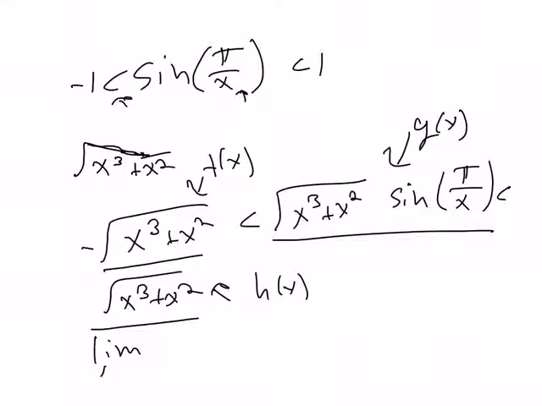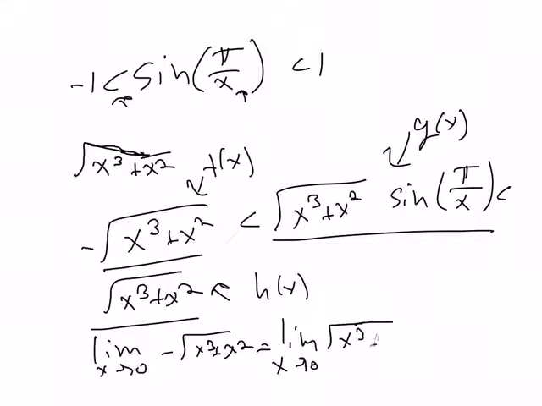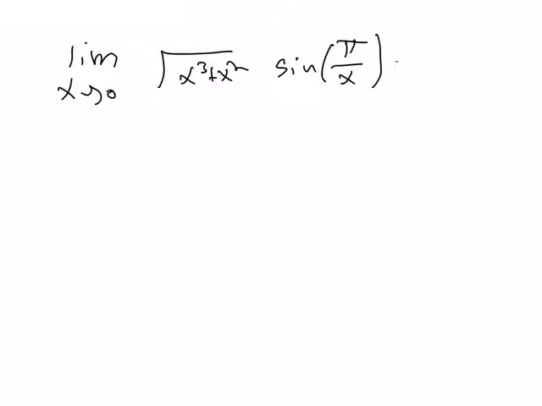Now the limit as x goes to 0 of our f of x, which is negative the square root of x to the third plus x squared, is equal to the limit as x goes to 0 of our h of x, which is the square root of x to the third plus x squared, and that is equal to 0. We get from this that the limit as x goes to 0 of our problem, the square root of x to the third plus x squared times sine pi over x, is equal to 0. And that is the answer to that problem.